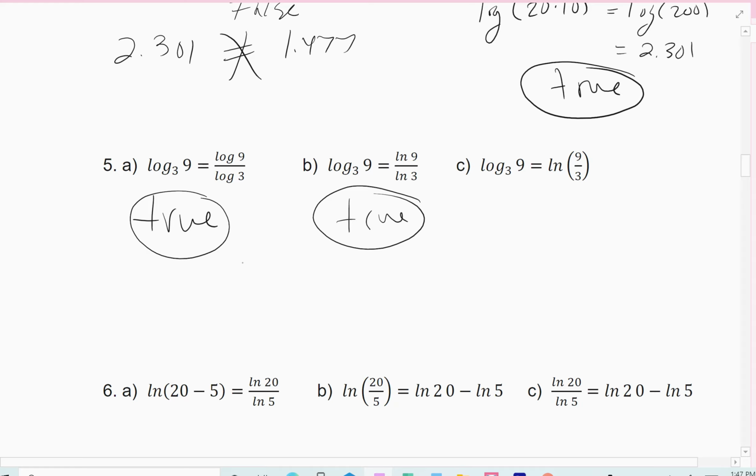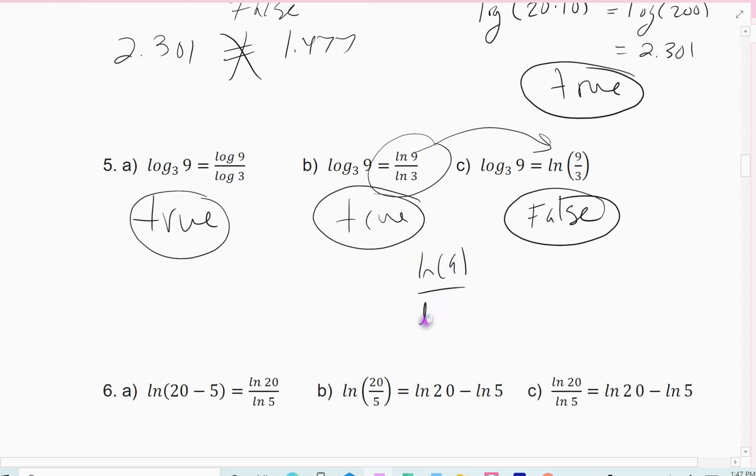Log base 3 of 9 is equal to the natural log of 9 divided by 3. That is false. Alright? This expression is not the same as that expression. The natural log of 9 divided by the natural log of 3 is not the same as the natural log of 9 divided by 3.